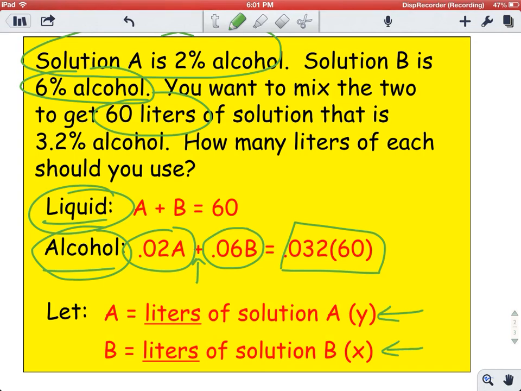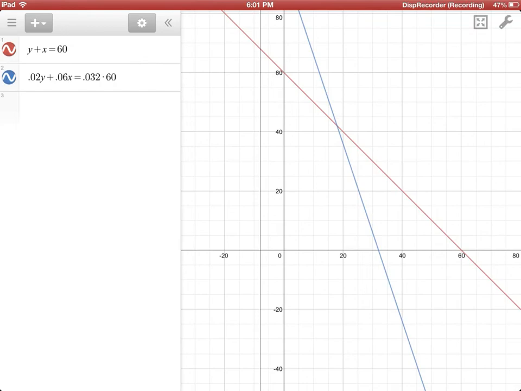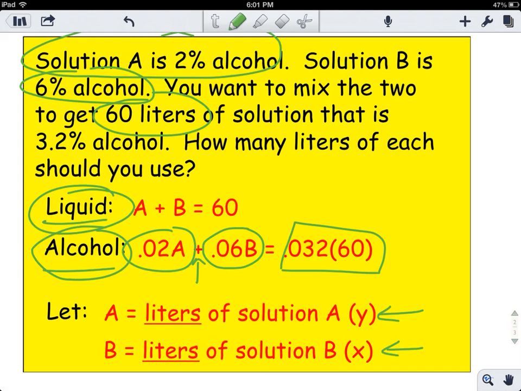And so let's go over to Desmos and take a look at these equations. You can see I just typed them in in relatively standard form. And you can also see that I let Desmos do the 3.2% times 60. Just type it in with the multiplication. So let's take a look. 18 and 42. So 18 is X, 42 is Y.